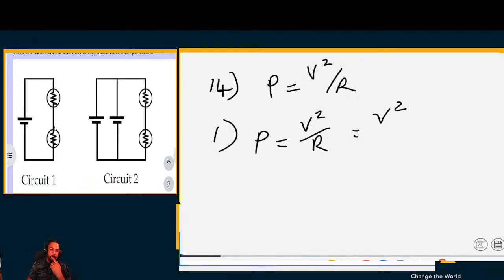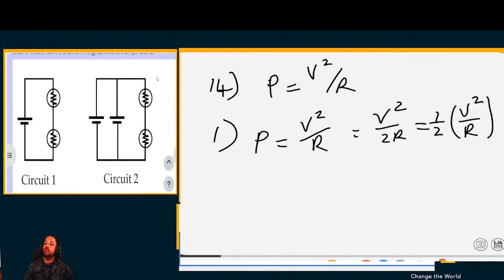How do we calculate the resistance in series? We just add the two resistances. Let's call the resistance R. If we add them, the total resistance would be 2R. So the power in this case would be a half times V squared over R. I see it's going off the page there, let me move it closer. So that's the power produced in the first circuit.